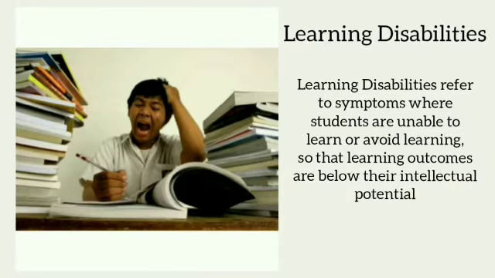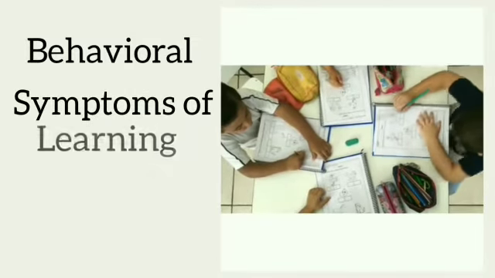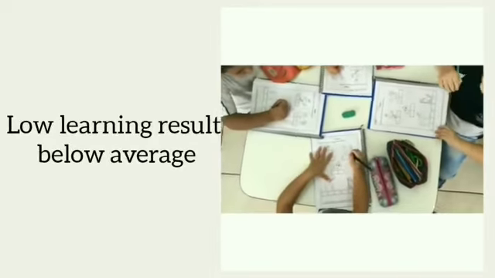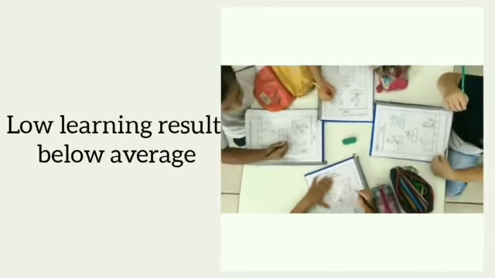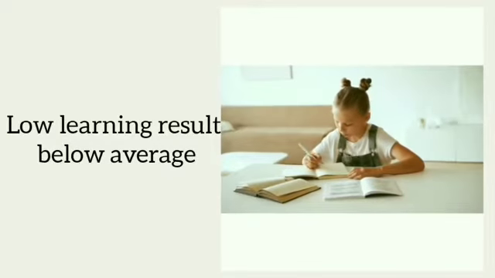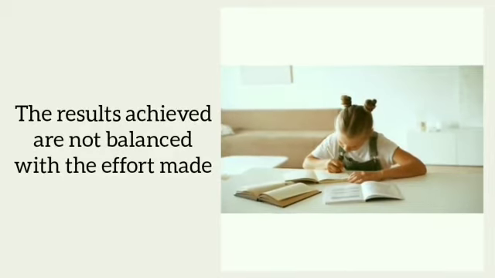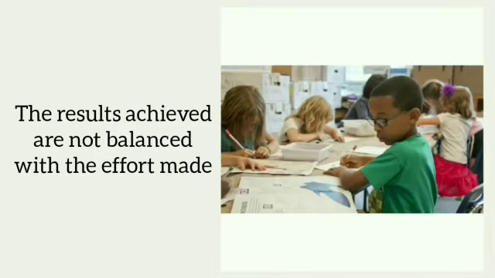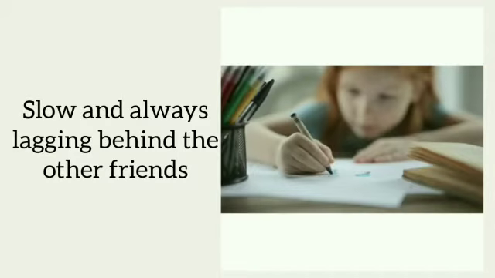so that learning outcomes are below their intellectual potential. Any sum of behaviors that are manifestations of learning difficulties include: showing low learning outcomes, below the average value achieved by the group or below their potential. The results achieved are not balanced with the efforts that have been made. Maybe there are students who have tried hard to study, but the grades they get are always low. Slow in carrying out their learning activities and always lagging behind their friends in the time provided.